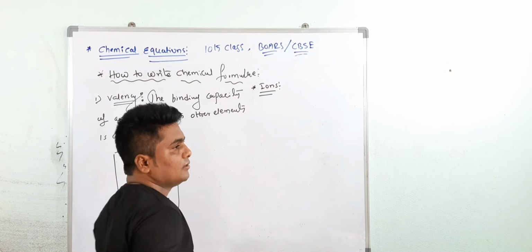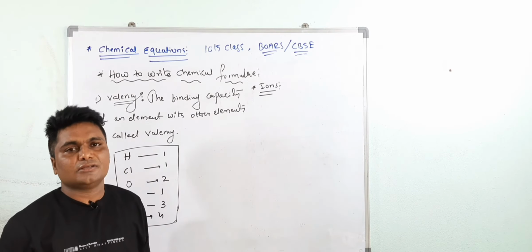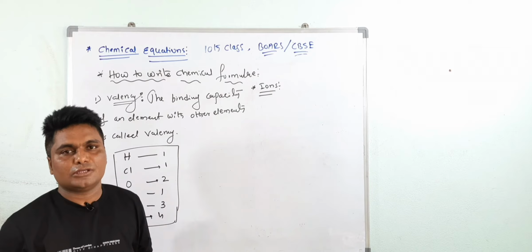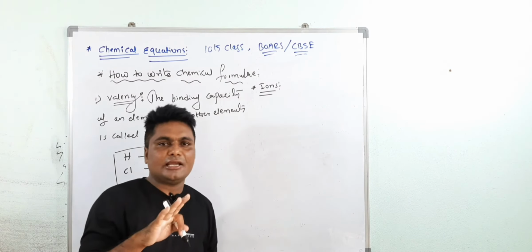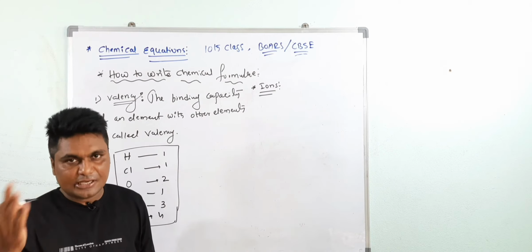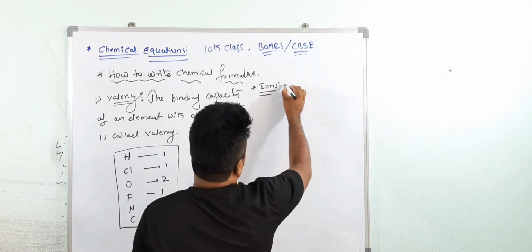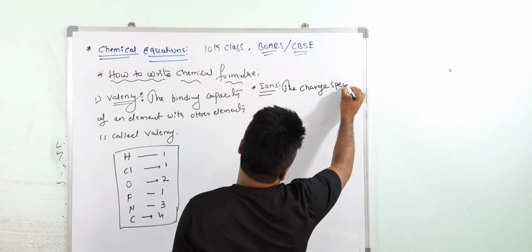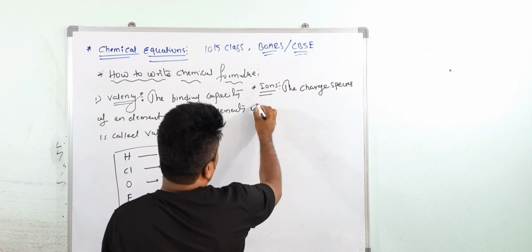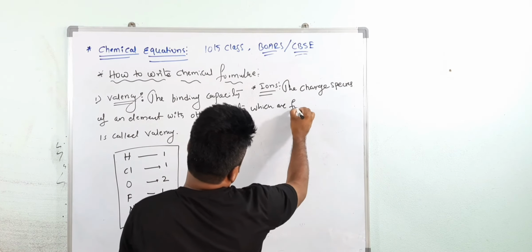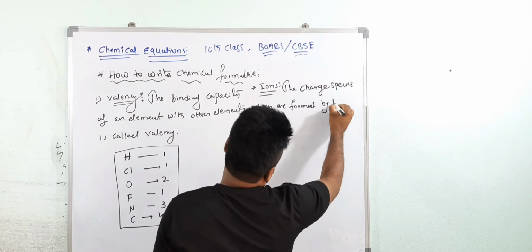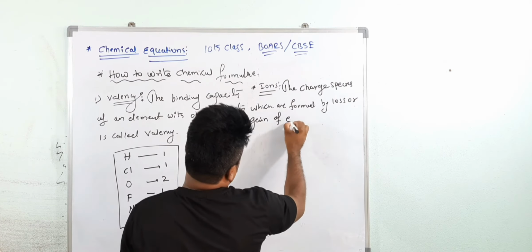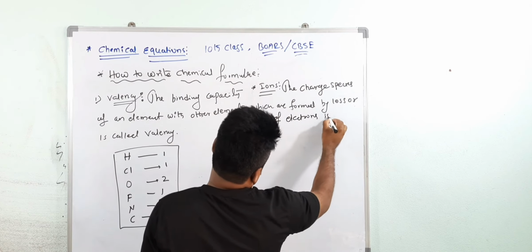So what is an ion? The charged species which is formed by loss or gain of electrons is known as an ion. Ions are of 2 types: cation means positively charged and anion means negatively charged. Ions are charged species which are formed by loss or gain of electrons.